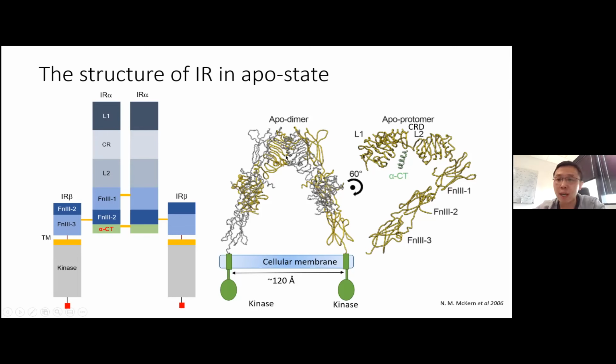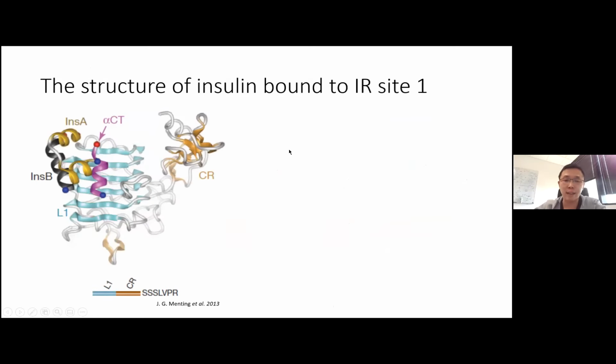From this structure, you can tell that because the two legs of the insulin receptor are separated by a long distance, the two intracellular kinase domains cannot be adjacent to each other. So this apo structure represents the receptor in the autoinhibited state. This is the inactive structure, because of the separation of the two legs.